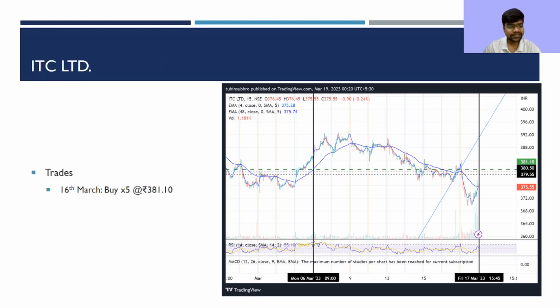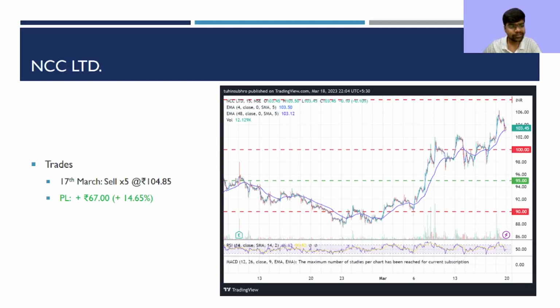And next we have purchased 5 ITC stocks on 16th March at rupees 381.1 for each share. And also on 17th March we have sold all our holdings of just 5 stocks of NCC Limited at a price of 104.85 rupees, and we had previously discussed that we are going to sell these stocks for 105 rupees, and this is close to that range, so we have sold all of our stocks which we had bought for rupees 91.45, I think. And on the sale we have realized a profit of 14.65% or 67 rupees. Not that great volume wise.